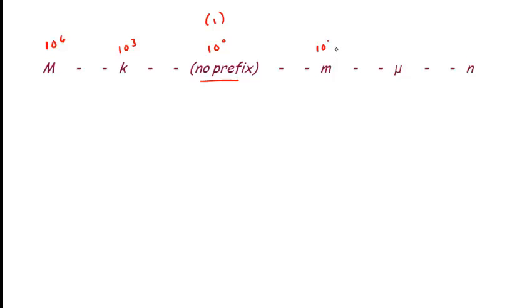Milli is, of course, 10 to the minus 3. Micro is 10 to the minus 6. And nano is 10 to the minus 9. So they go by powers of 3: 6, 3, 0, negative 3, negative 6, negative 9. Those are the 5 most common, and then that other one, the guy that sneaks in that doesn't follow this rule, is centi. Centi, it's right here, and it represents 10 to the minus 2.